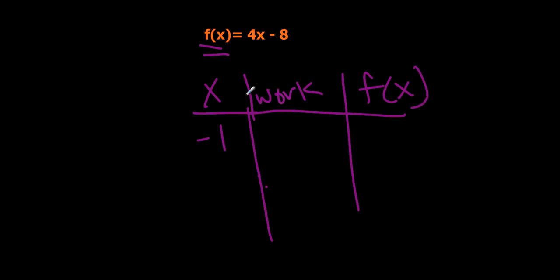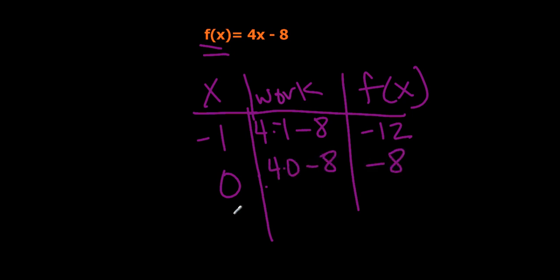Then I can show my work really simply. If I fill in negative 1, 4 times negative 1 minus 8. 4 times negative 1 is negative 4. And I'm going to go negative 4 minus 8 is going to give me a negative 12. I might try a 0. 4 times 0 is 0. Fill my 0 in. Minus 8 is going to give me a negative 8. I might try 1. 4 times 1 minus 8. 4 times 1 is 4. Minus 8 is going to give me a negative 4.